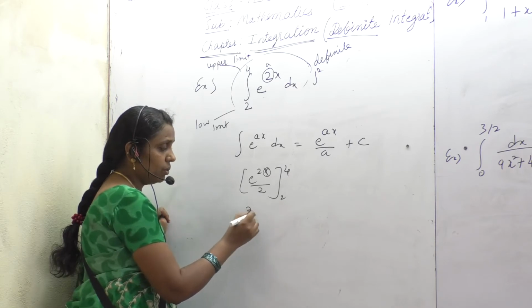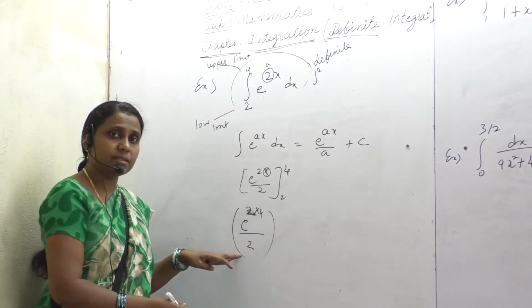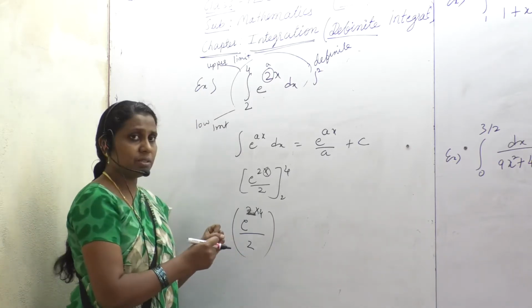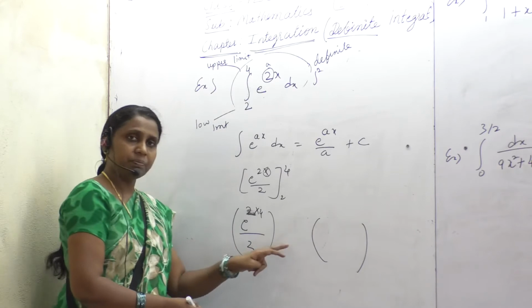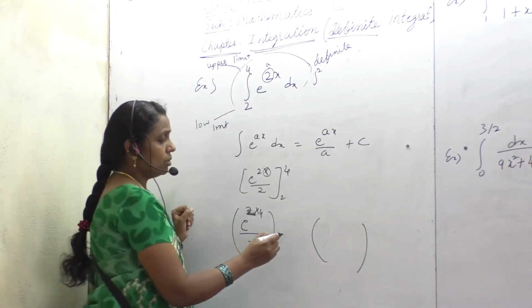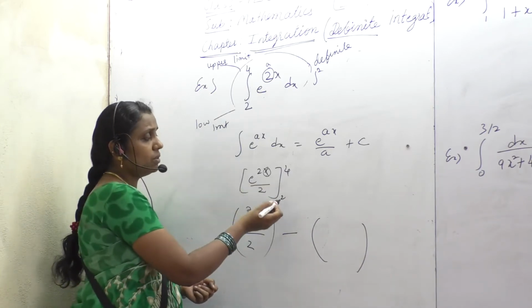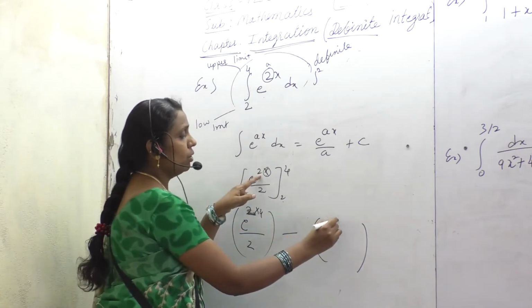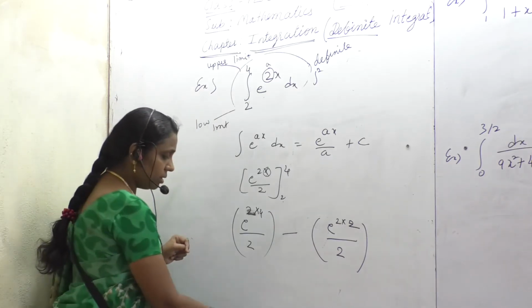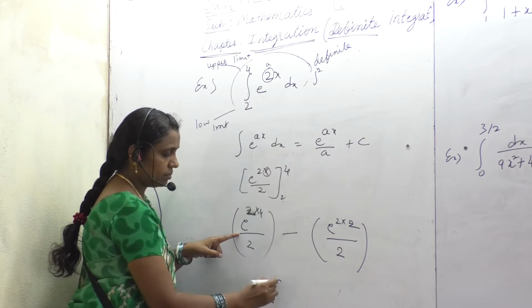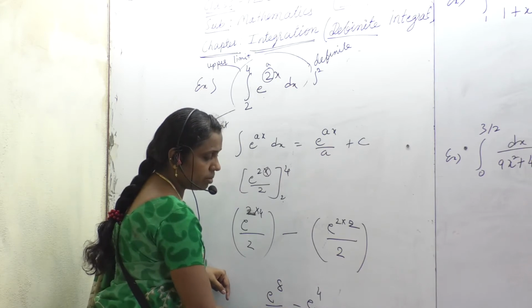Shall I write in detail? e raised to 2 into 4 divided by 2. This is the upper limit. Better you put it in parentheses whenever you get the answer, because in a few examples it will be with a minus sign. If you don't put parentheses, it will be a mistake. So why take chances? Better go by using parentheses. Put x equal to 2. What you get? e raised to 2 into 2 divided by 2. Solve for this, and that will be the answer. e raised to 8, am I right? Divided by 2. Minus e raised to 4 divided by 2.